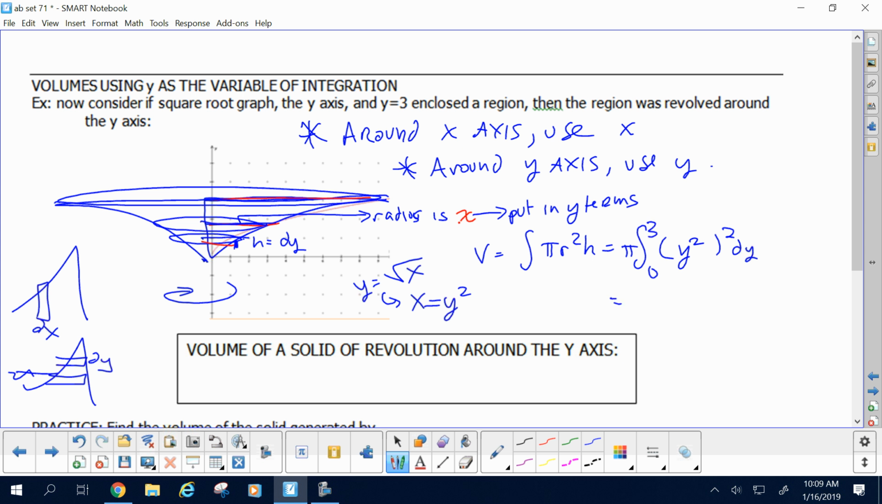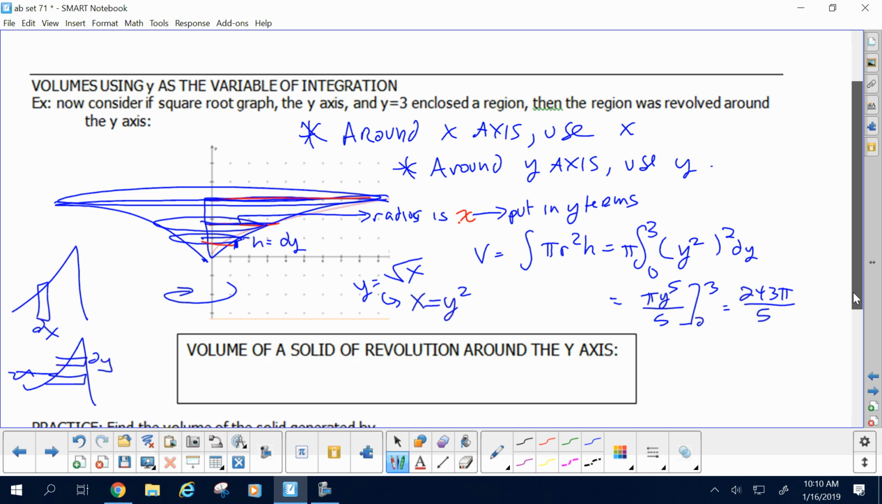All right, so if you were to integrate that, what is the antiderivative of y to the 4th? Once again, y to the 5th, so pi y to the 5th over 5 from 0 to 3. That one's a little uglier. What is 3 to the 5th? Anybody know? 243. Sometimes you have good arithmetic skills. 243 pi over 5. Okay?